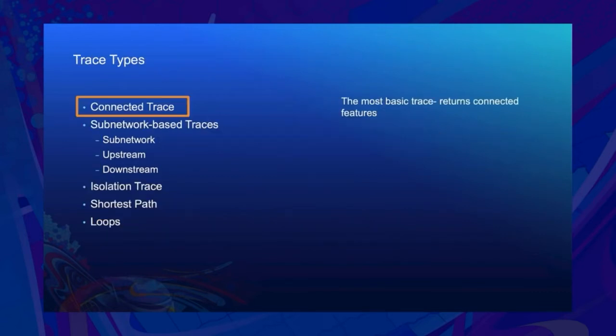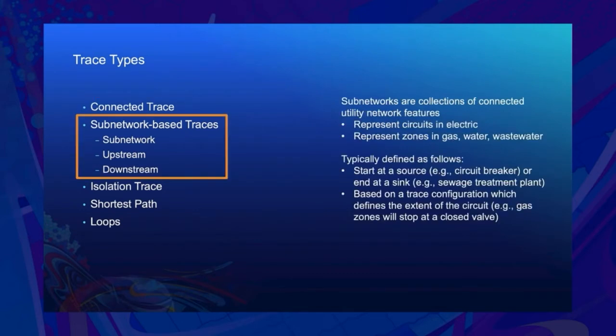So let's start by going through some of the trace types. Connected trace, honestly, it's the most basic trace. It just returns connected features, more than anything. It's often used for debugging of network problems.